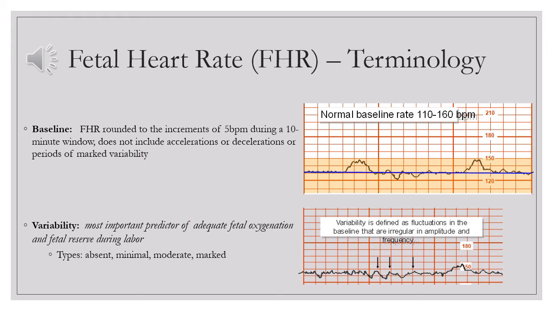We'll just touch on some of the basics of terminology. Baseline is the normal fetal heart rate, and it is a range between 110 and 160. So below 110, it would be considered fetal bradycardia. Above 160 would be considered fetal tachycardia. Variability is defined as the fluctuations in the baseline that are irregular in amplitude and frequency. They are actually the most important predictor of adequate fetal oxygenation and fetal reserve during labor.